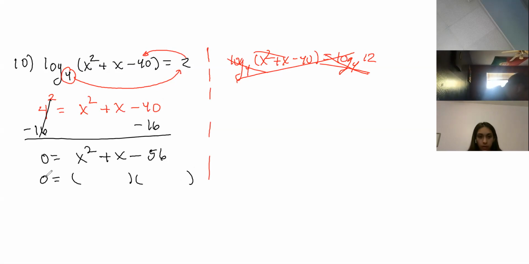Got it? Yeah. And just remember, once you find your x's, plug it in anywhere there's an x. So you'd want to plug it in right here, because you cannot take the log of 0 or the log of a negative. So whatever x values you end up with, as long as it does not make x squared plus x minus 40 zero or negative, you're good.